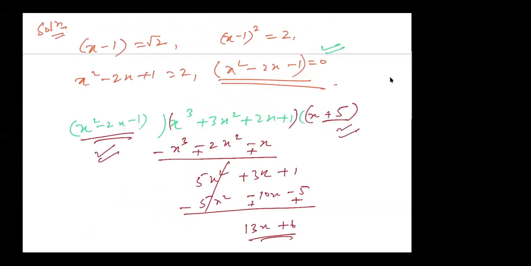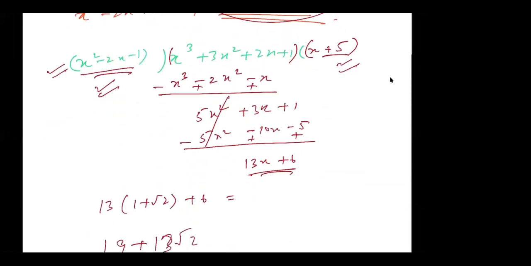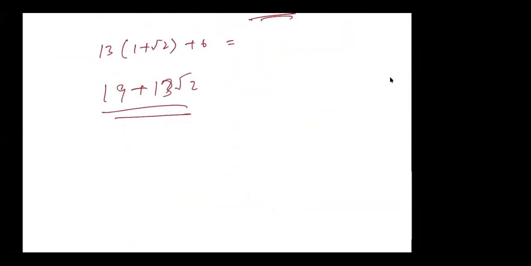When you get this as 0, you have to divide the whole quantity by this only. So you are getting 0 and the complete thing will be with you only. Okay?